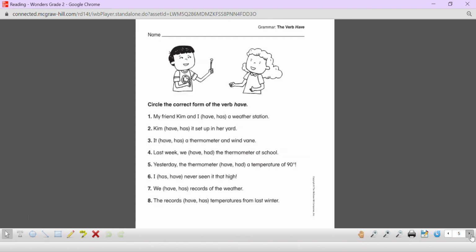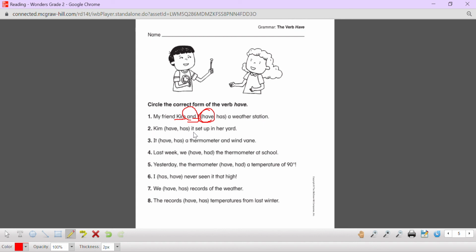And now here's our last page, yay! We need to circle the correct form of the verb have. So for example, we have my friend Kim and I. We have 2 people because we see and. If it's plural, we use have. My friend Kim and I have a weather station.